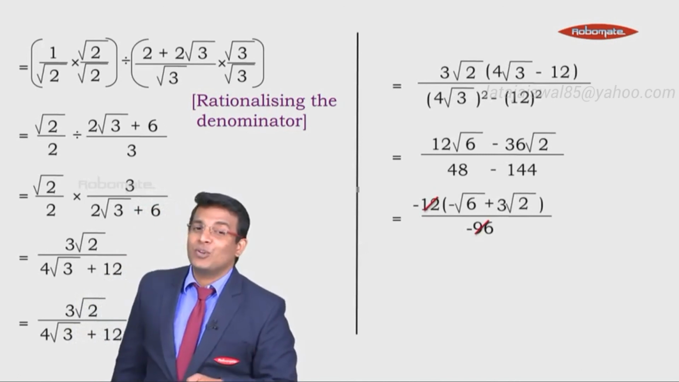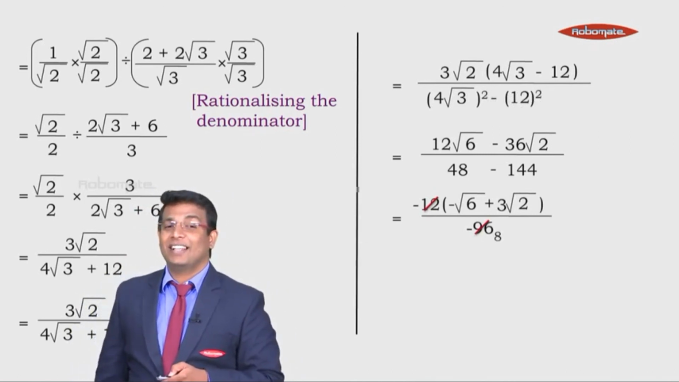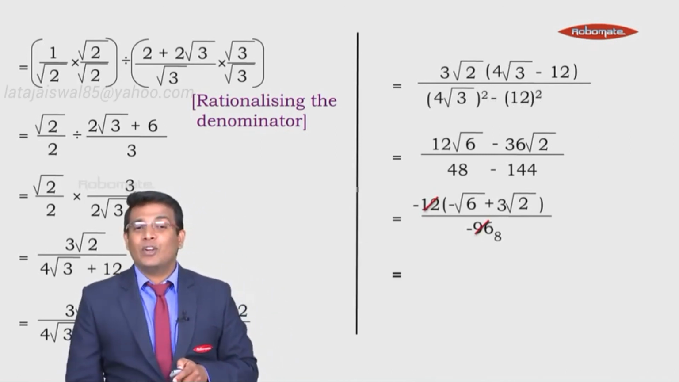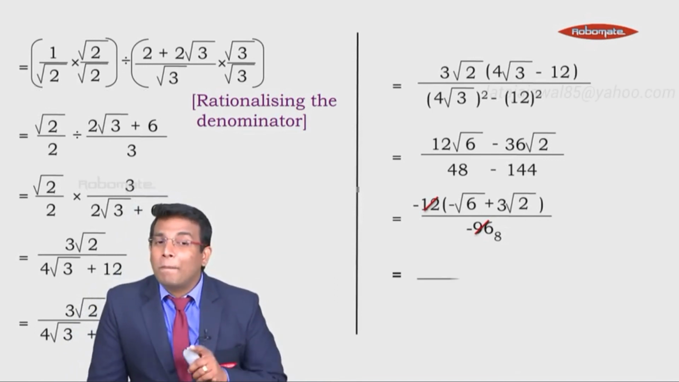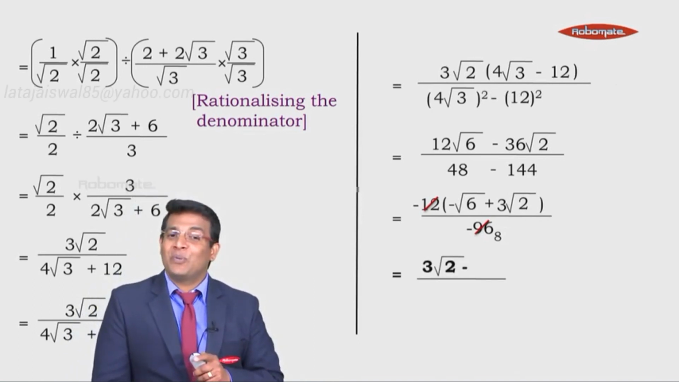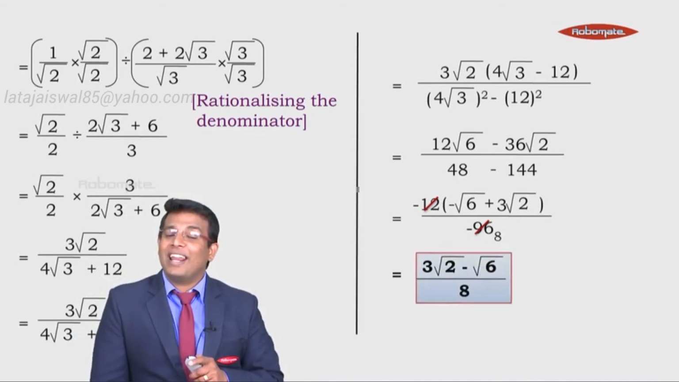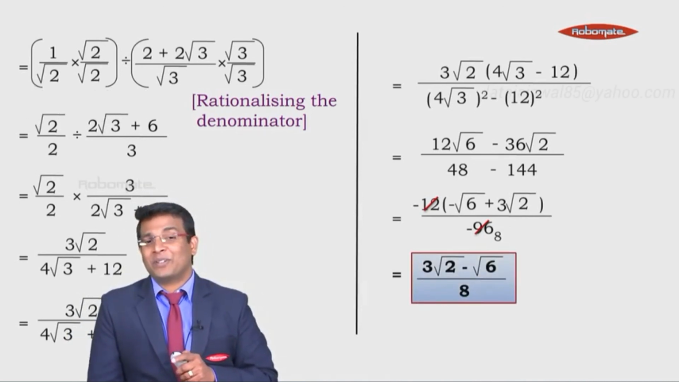Now do the cancellation. 12 ones are 12, 12 eights are 96. And now what we have in the numerator is 3 root 2 minus root 6 upon 8. And this is the value of that particular expression given to us.